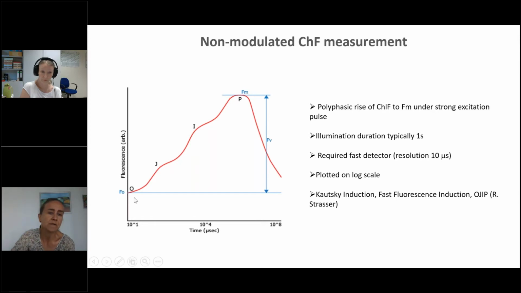And for measuring this OJIP type of curve, the key requirement is using very high time resolution detectors. So basically measuring on the 10 microsecond scale, especially in the very first phase of the measurement. The OJIP is usually plotted on a logarithmic scale, and this is especially due to the rate of the measurement in the very first phase, which has to be really on the level of microseconds.